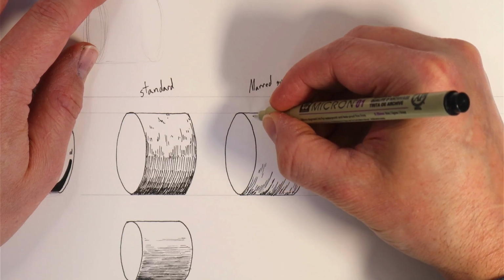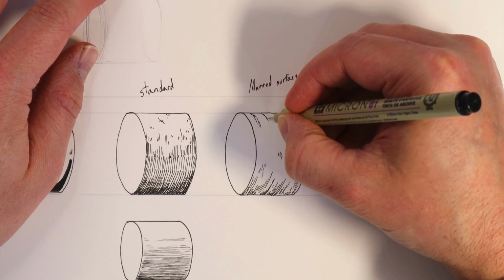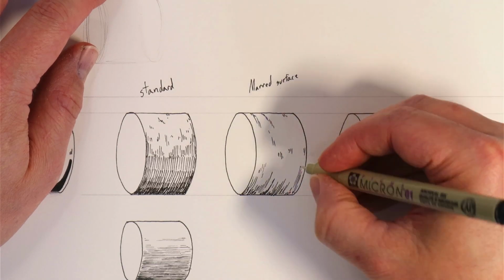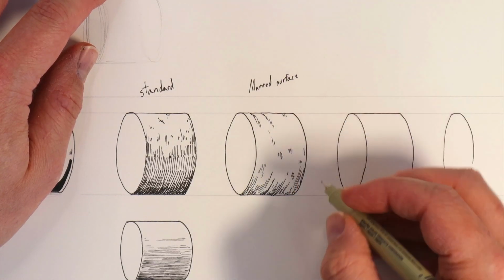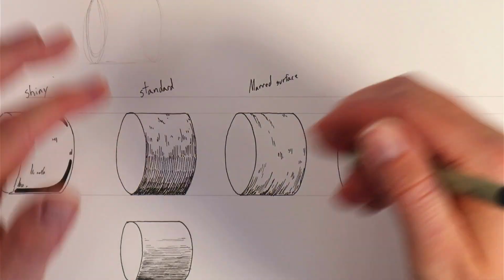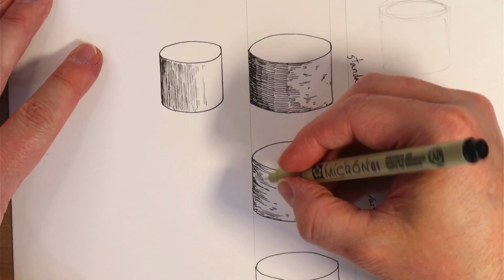So this is a surface that's been probably beat up. Maybe this is a can or a pipe that's been left out in the sun and the elements for a couple dozen years. So that by itself doesn't look too bad. Kind of looks interesting. We're going to go ahead and add a little bit of cross-hatching on this one.